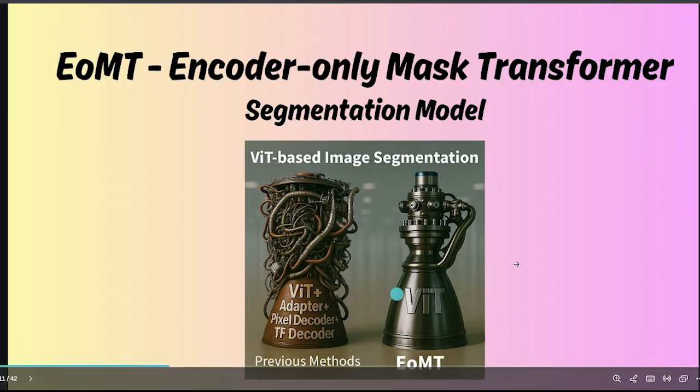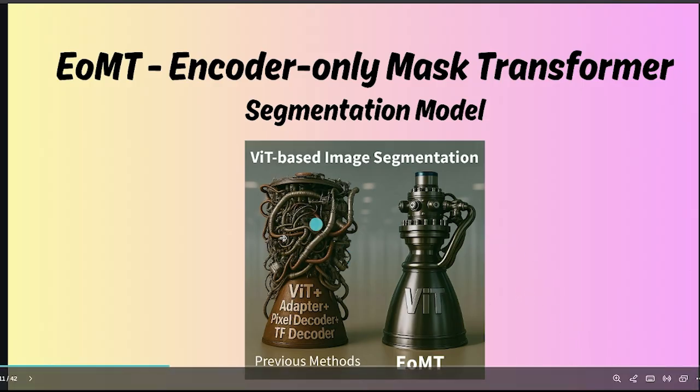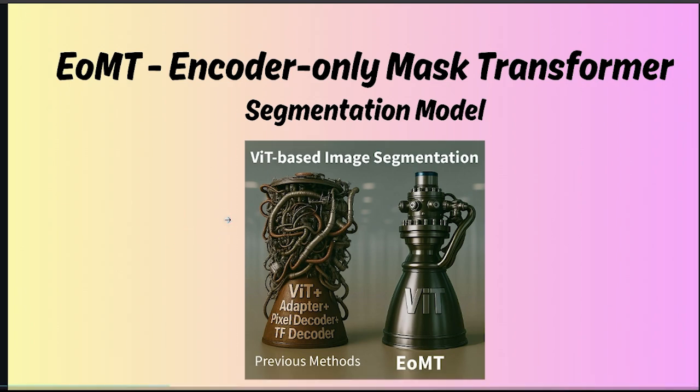So this image here, Niels from Hugging Face used it in his LinkedIn post about the model. It's basically showing, okay, previous methods for image segmentation use a lot of stuff, right? You've got a vision transformer, then you've got adapters and pixel decoder, and then some other decoders on top. And you just need to plug in a lot of stuff into a vision transformer to get segmentation.